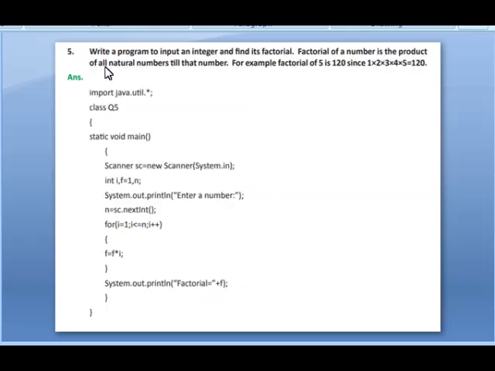The last question, write a program to input an integer and find its factorial. Factorial means, what is the factorial of 2? 2 is 1 into 2. Factorial of 10 means 1 into 2 into 3 into 4 into 5 into 6 into 7 into 8 into 9 into 10. Okay. So factorial of 5 is 1 into 2 into 3 into 4 into 5. So we have to find the factorial.